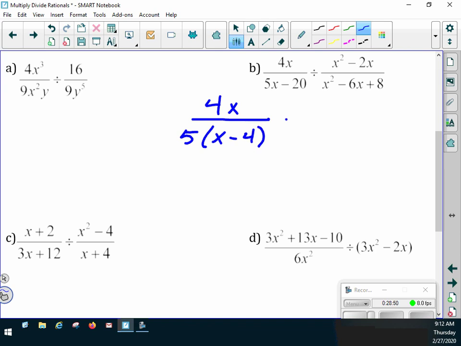Now I'm going to do times, but what's going to be the numerator? The x squared minus 6x plus 8. How do you factor that? X minus 4 times x minus 2. Are you okay doing that in the same step? I figured most of you would be okay with that. And then the denominator is going to be this.